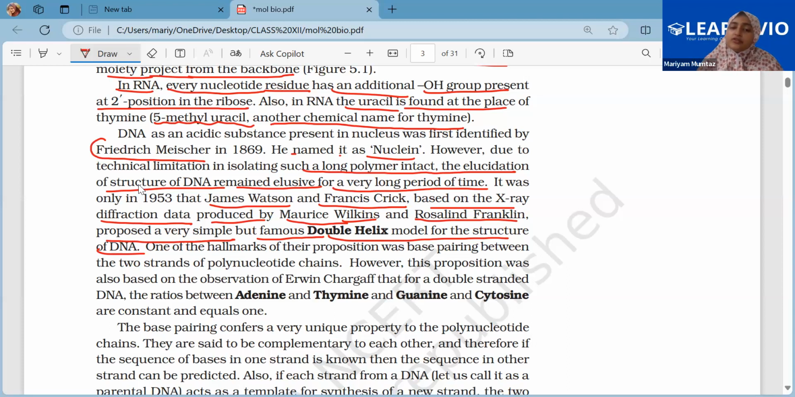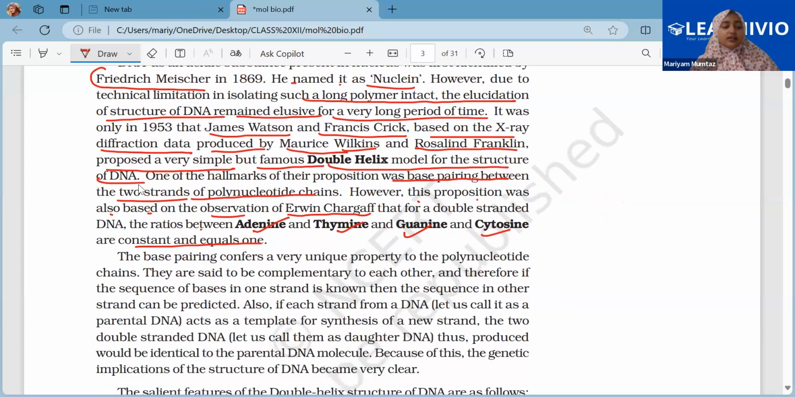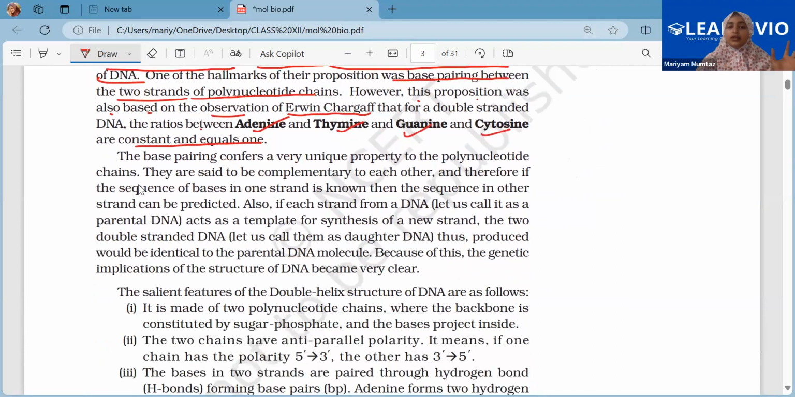Now, one of the hallmarks of their proposition was base pairing between the two strands of polynucleotide chains. However, this proposition was also based on the observation of Erwin Chargaff that for double-stranded DNA, the ratios between adenine and thymine, and guanine and cytosine, are constant and equal to 1. So this is again Erwin Chargaff's rule. It becomes like a rule that the ratio will equal 1.